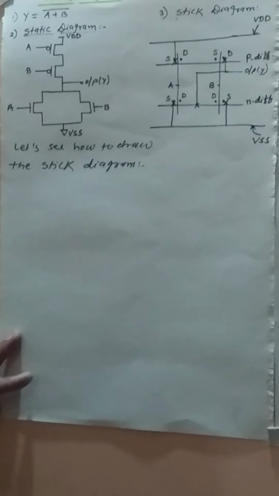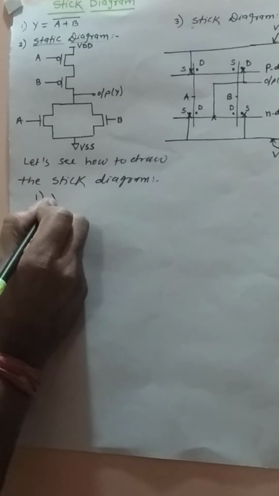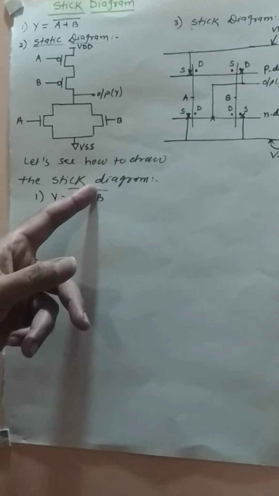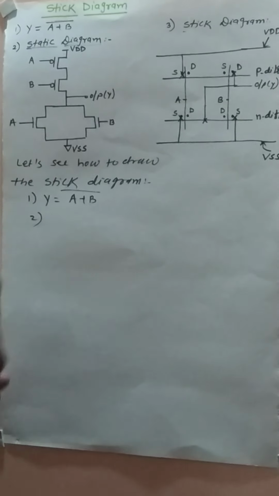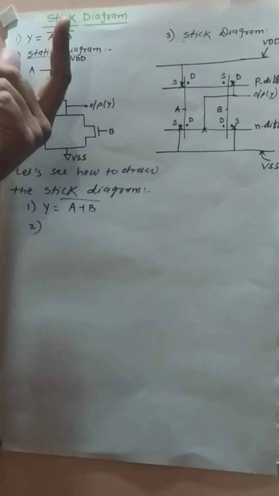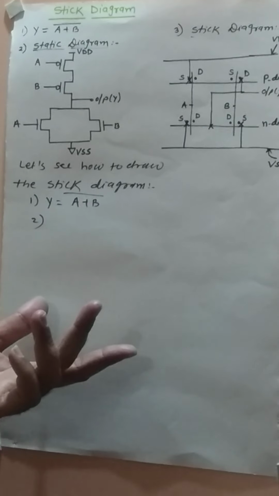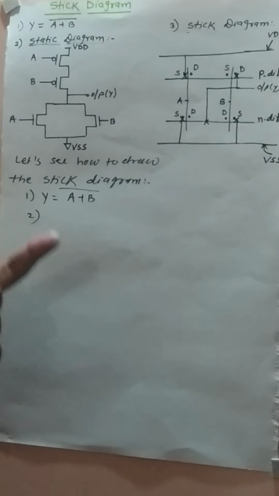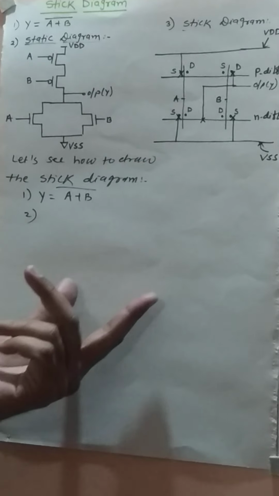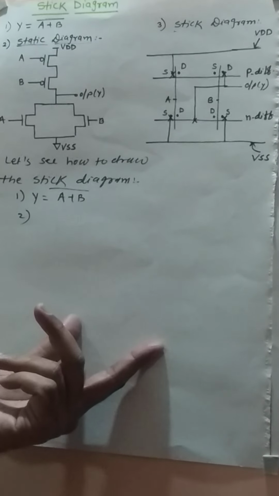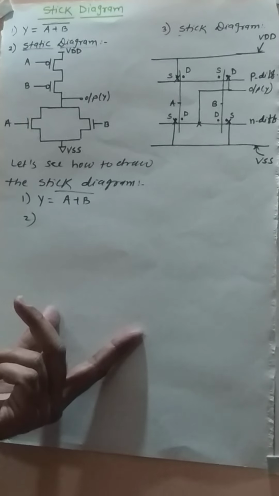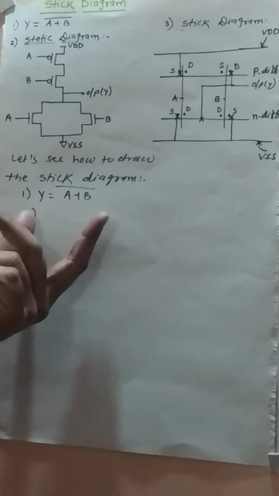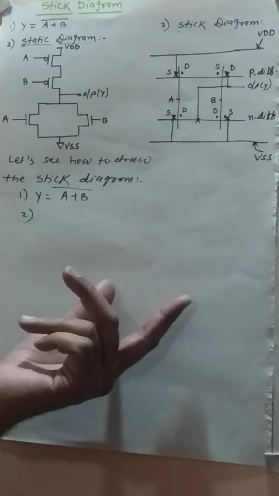Okay, so first step is the equation is y equal to a plus b whole bar. This bar is very important. Second step, draw the static CMOS logic. For the static CMOS logic we need the logic, how to represent the multiplication and addition term. We know how to represent this using pull down network and the pull up network. So what do you mean by pull up network and pull down network? Pull down network means NMOS taking complement, and pull up network means PMOS using De Morgan's law.